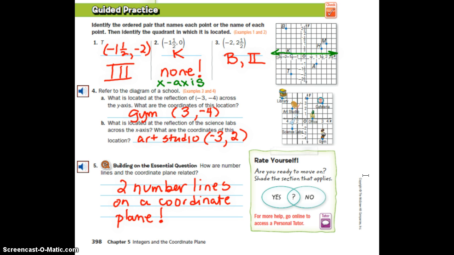Now we're doing reflections. So you should have come up with the gym, and the coordinates are 3, -4. And then for B, the art studio, which is at -3, 2. When asked about number lines in the coordinate plane, there are 2 number lines. A vertical number line, which is the y-axis, and a horizontal number line, which is the x-axis.